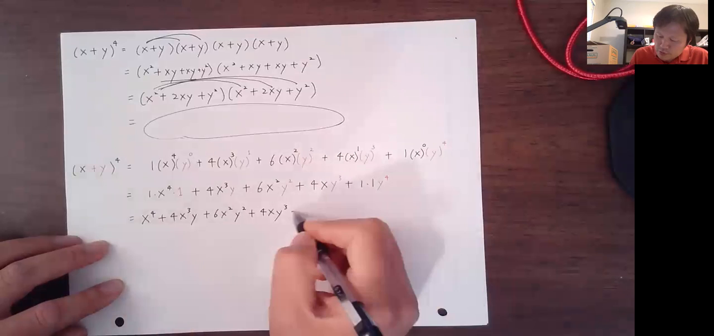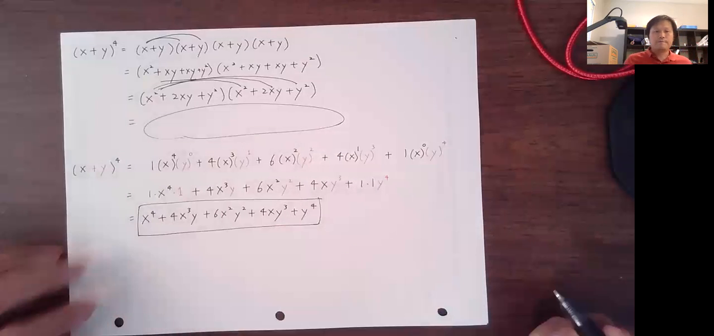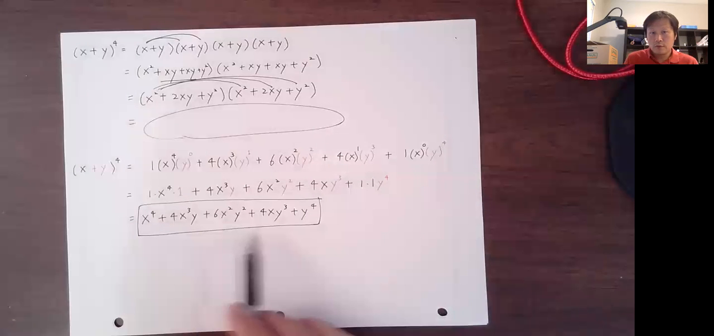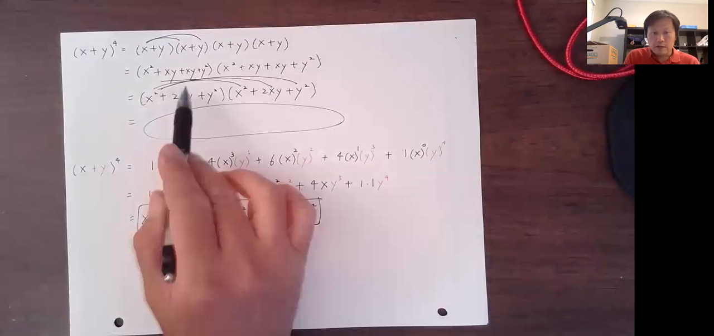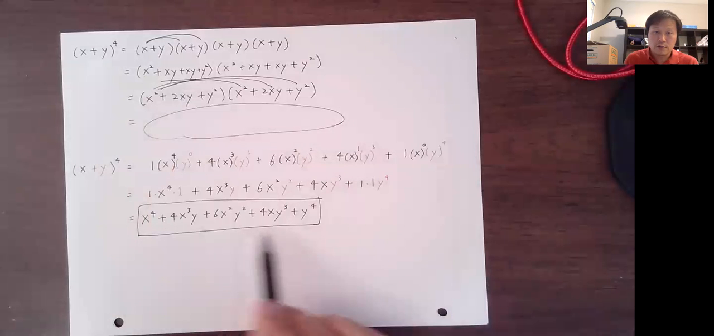1 times 1 doesn't do much. Okay. This is the final answer when you distribute. So when you distribute all those 9 different terms and combine like terms, you will end up with exactly the same answer.